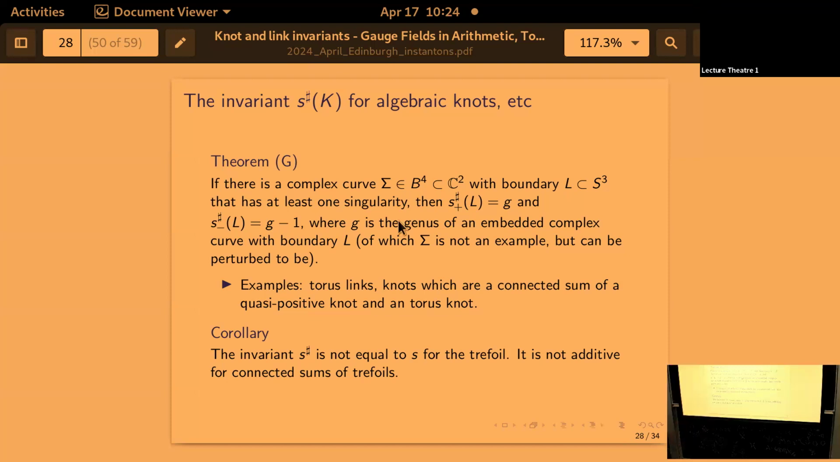So they're not equal. And you can also show from this, because if you take the connected sum of two torus knots, it turns out that also bounds a curve with a singularity. And so that means that the S sharp of that is also twice the genus minus 1, but for the connected sum, its genus is just the sum of the genera of each. So it's certainly not equal to the sum of the S sharps of each. So that means S sharp is not equal to S, and it's also not additive. And so this revived the Friedman, Gompf, Morrison, and Walker approach.